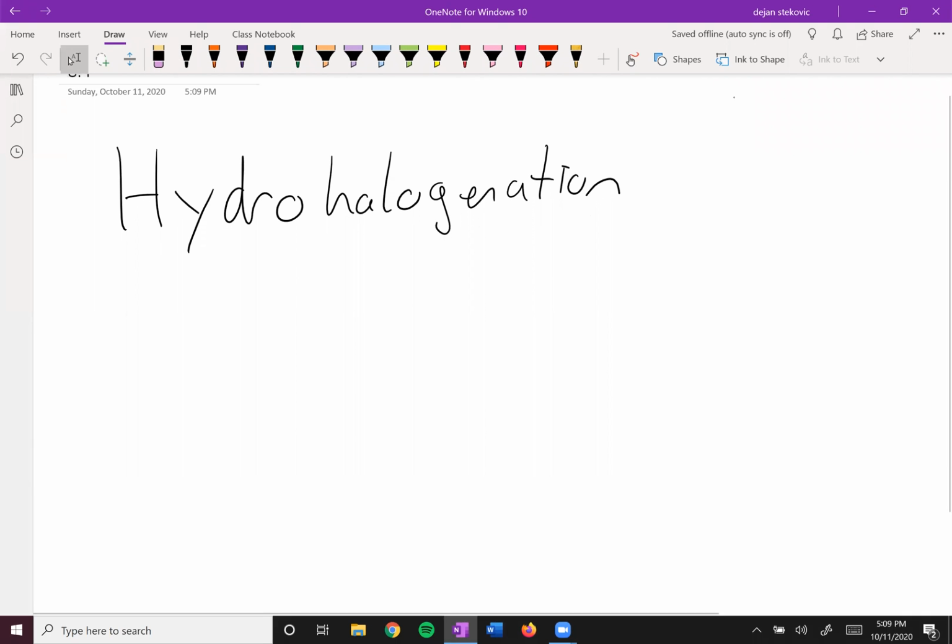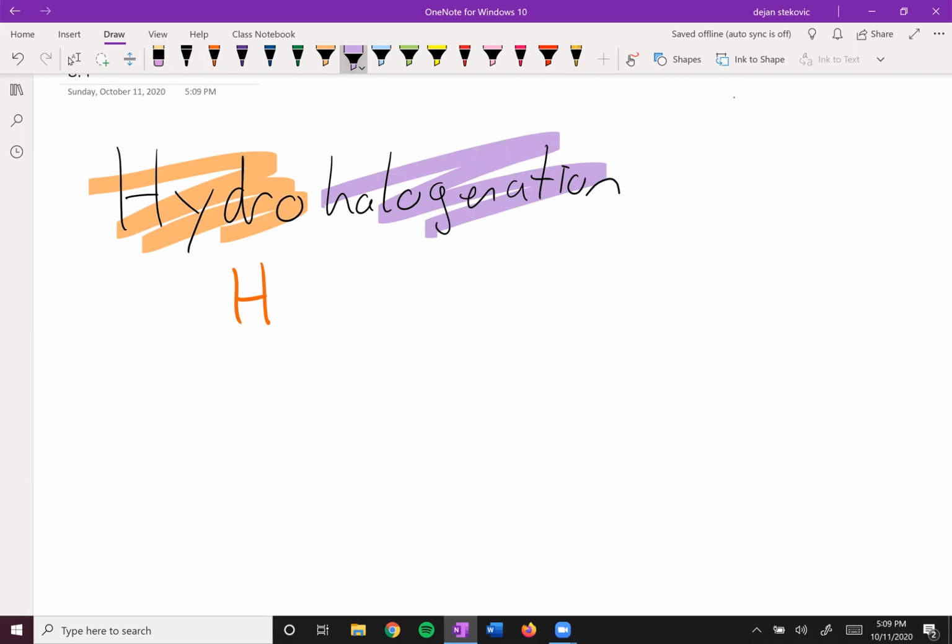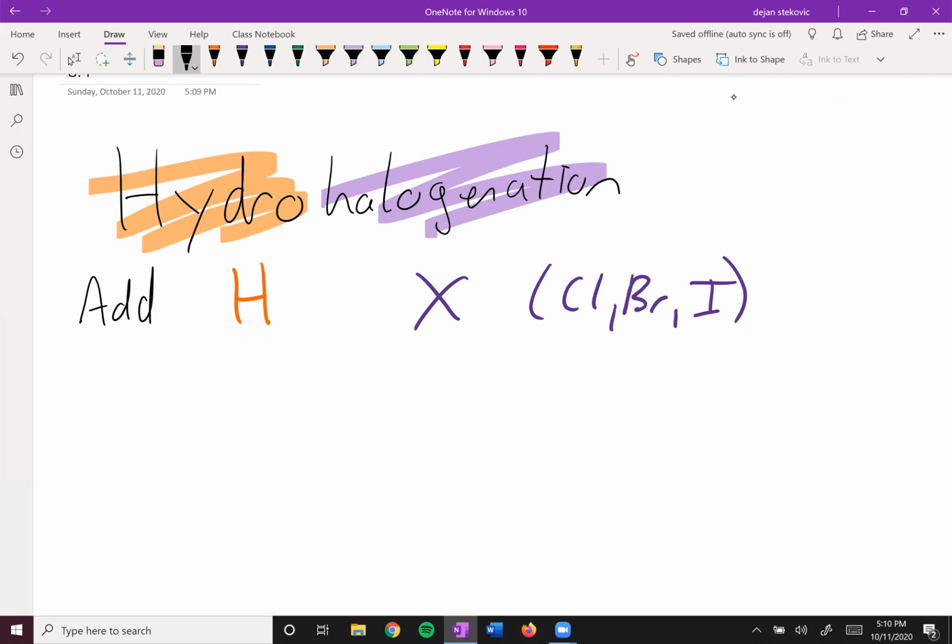All right, so let's go into our first addition reaction, hydrohalogenation. In this case, the hydro stands for hydrogen. The halogenation stands for some kind of halogen, so we'll call that X. In this case, it's going to be chlorine, bromine, or iodine. We don't use fluorine too much. And so what we're going to do is add hydrogen and X across our double bond.